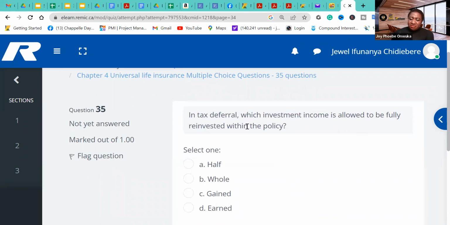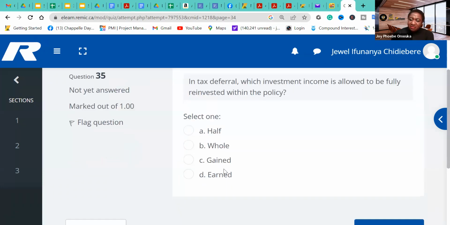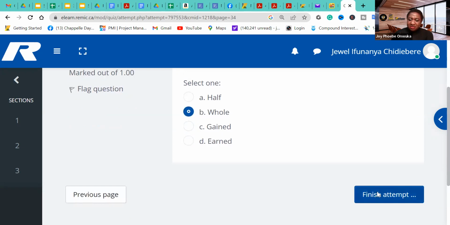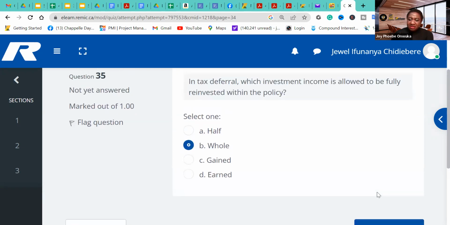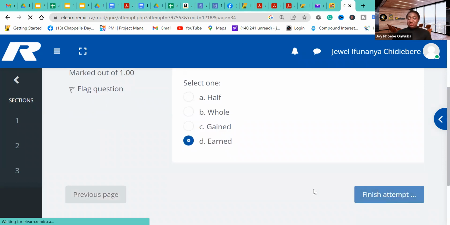In tax deferral, which investment income is allowed to be fully reinvested within the policy? Half, whole, gain, and. So in tax deferral, which investment income is allowed to be fully reinvested within the policy? I think it's everything, right? Gain and... or end income. Which income is allowed? End income. I'm not sure. We'll find out. Have we finished? Oh, okay.